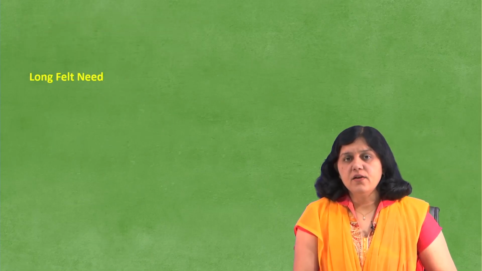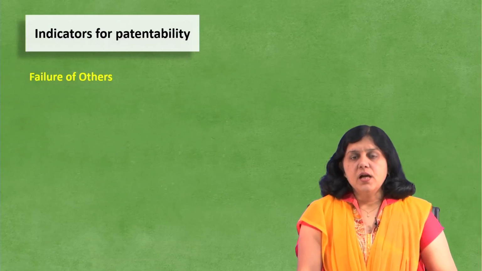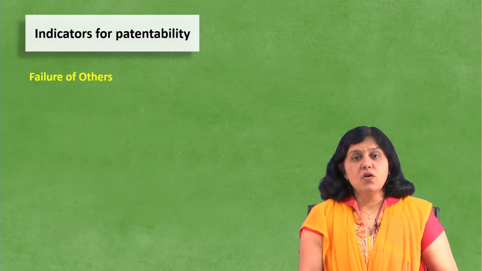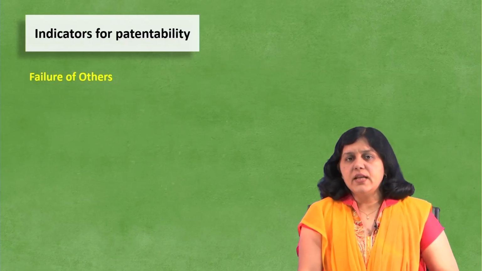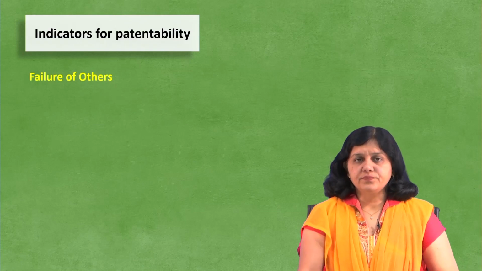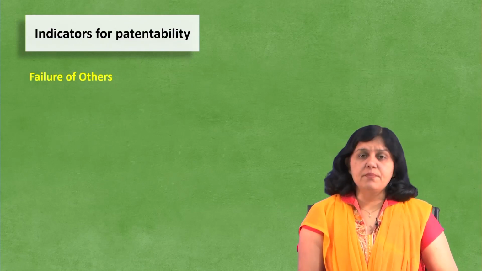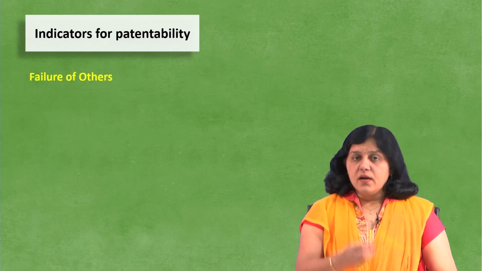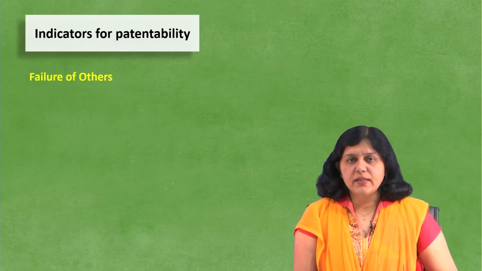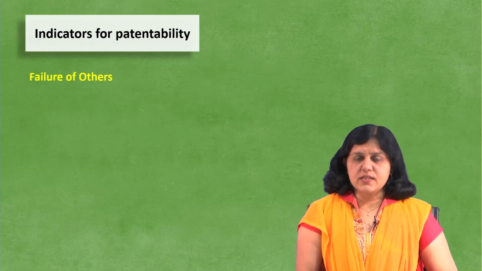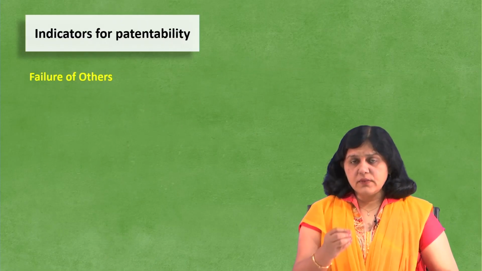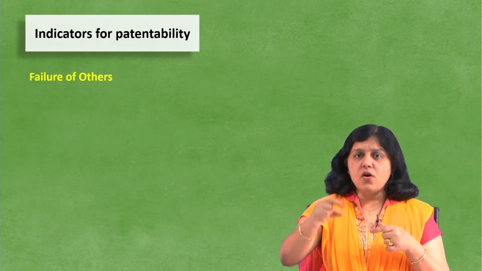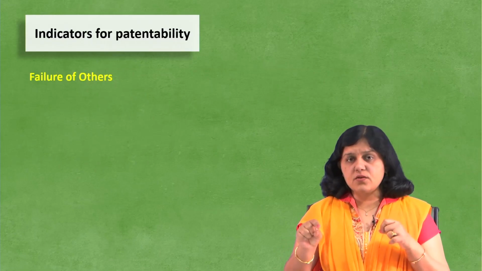Now the next is the failures of others. If other inventors have tried to solve a problem and were not successful, the claim will likely involve an inventive step. For example, we have just seen the example of Edison. Everybody tried on that thing, right? 23 other groups were working on that thing, but Edison was successful. So that effort of Edison to claim that particular invention of the filament, definitely that is his contribution.